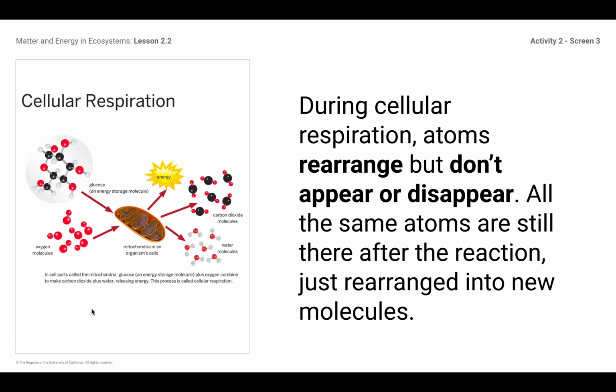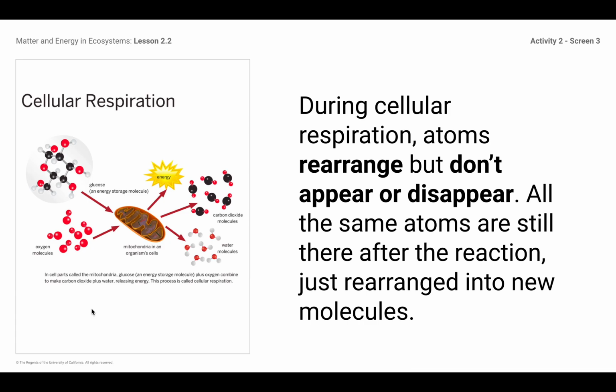During cellular respiration, atoms rearrange but don't appear or disappear. This is something that we didn't really talk about with photosynthesis, but I'm glad that Amplify is bringing this up. Both photosynthesis and cellular respiration are chemical reactions. And if you guys remember, in our unit for chemical reactions, we had a law of conservation of matter that says that matter cannot be created or destroyed. So however many molecules of carbon or oxygen or hydrogen or whatever I have on the reactant side, on the left side of the arrow, I have to have exactly the same number on the right side of the arrow.